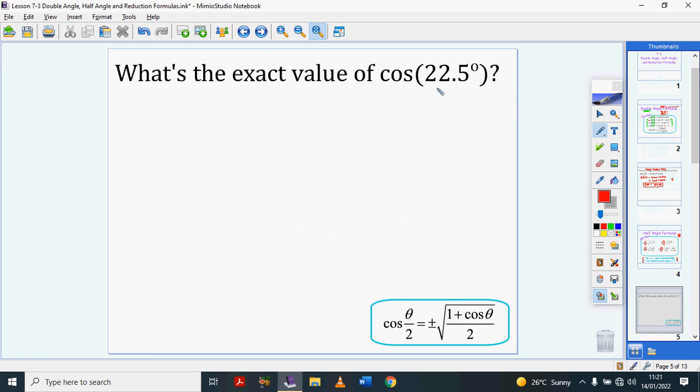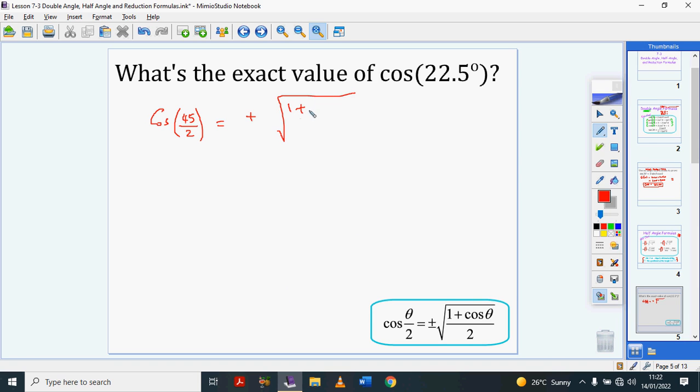What is the exact value of cosine 22.5? Well, I hope you can see that 22.5 is half of 45, right? So I'm going to try to find this half angle formula for cosine 45. Now I know my theta is 45, so this is going to be equal to a positive, because 45 is in the first quadrant and cosine is positive in the first quadrant.